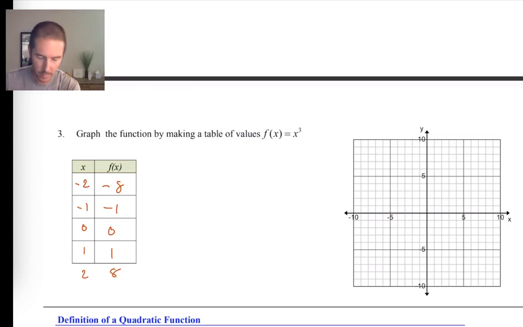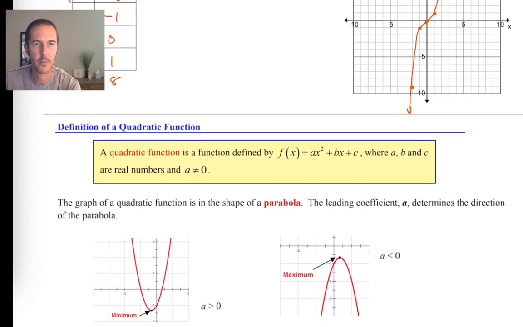And then we can take these and plot them as ordered pairs: (-2, -8), we're down here; (-1, -1), (0, 0), (1, 1), and (2, 8). So that gives you a pretty good feel for just how extreme this curve is. That gives us the graph of f of x equals x cubed. So again, point plotting is a good strategy.